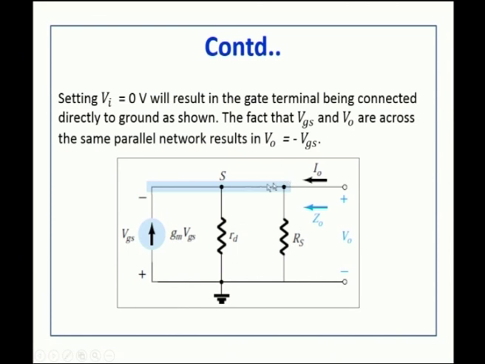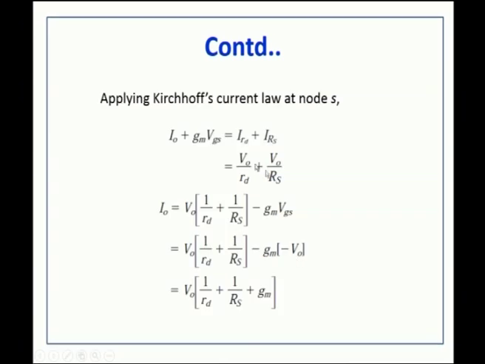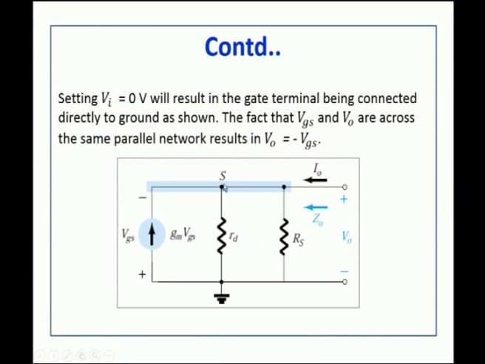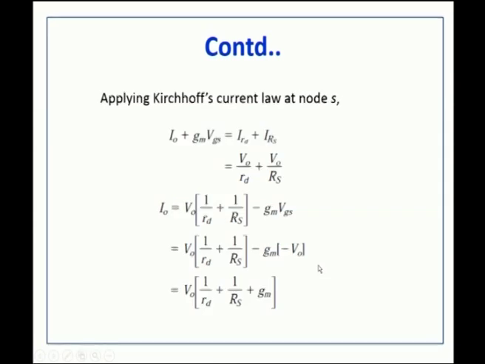When you look at this, GM VGS is towards the node, IO is also towards the node, and IRD and the current through the resistance RS are away from the node, and so it is written here. So, replace this IRD and IRS in terms of voltage and resistance. IRD will become VO by RD, because the potential at this point is VO, that is the output voltage. So, VO by RD will give you IRD, and the voltage at this point is also VO, so VO by RS will give you the current through the resistance RS.